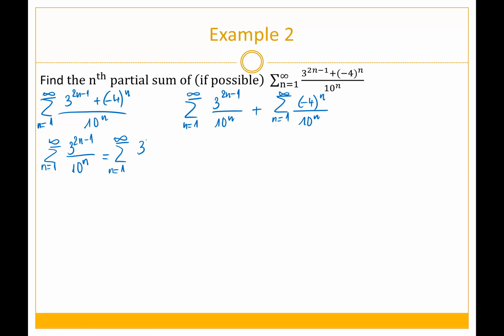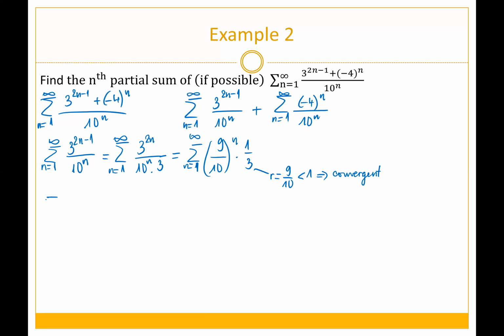I'll split it into 3^(2n) over 10^n, then 3 with the negative 1 taken down. And 3^(2n) is just another way to say 9^n. So you have 9^n and then 10^n. I'll combine them together, multiplied by 1/3. Now, this is a geometric series. r is equal to 9 over 10, and the absolute value is smaller than 1. Therefore, this is a convergent series.